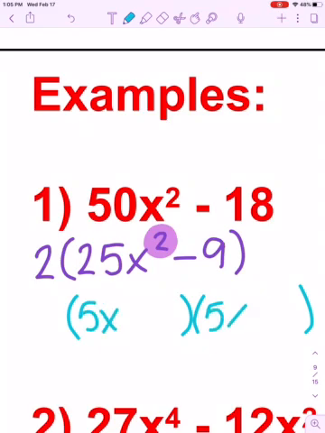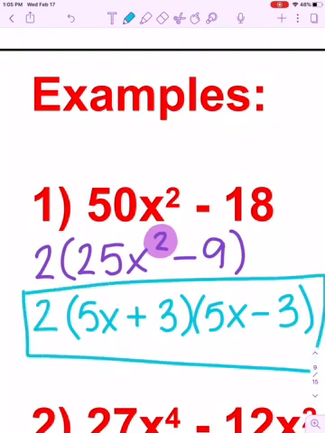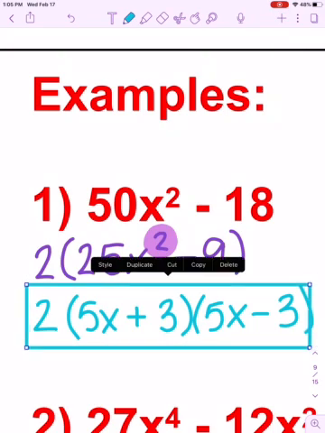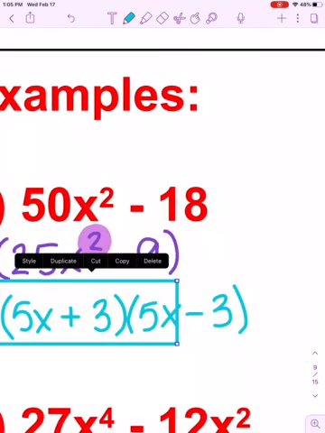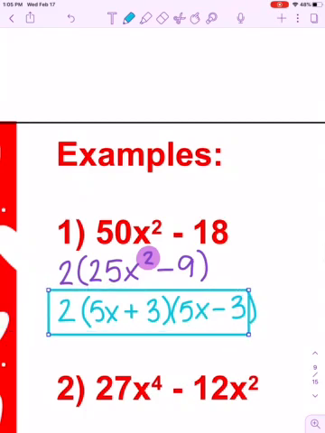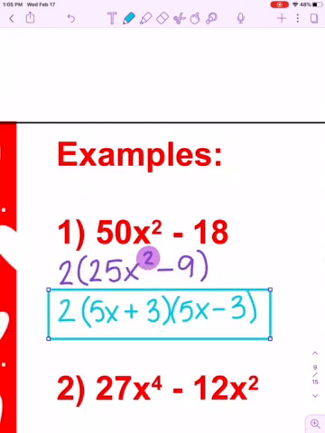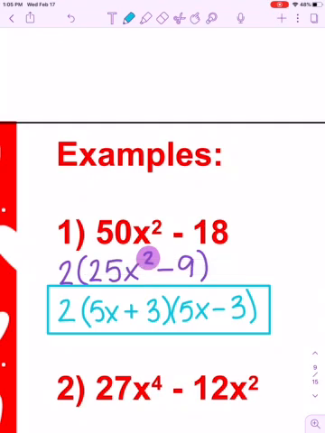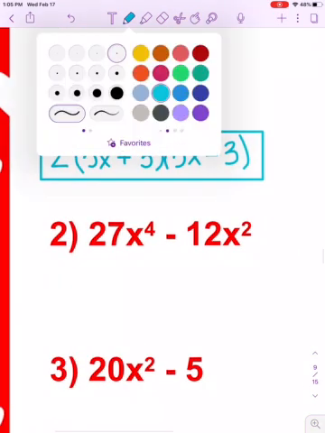The square root of 25x squared is 5x. The square root of 9 is 3. Now I need opposite signs. And I had a 2 that I brought out at the beginning, so that's still out in front of everything. And then that's it.